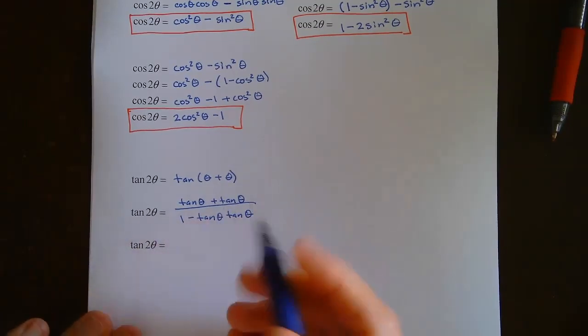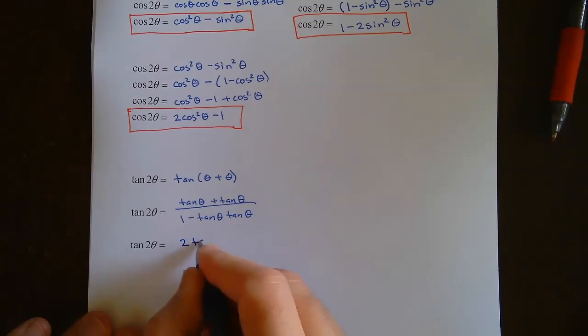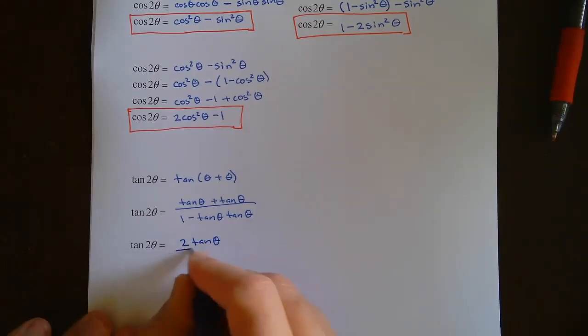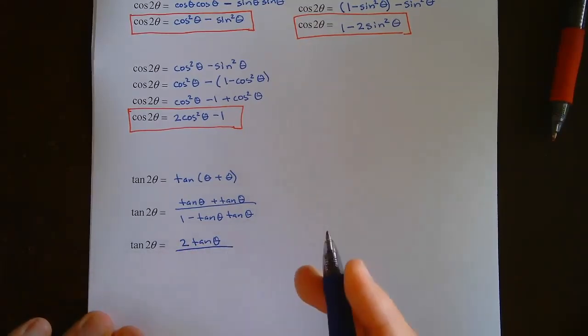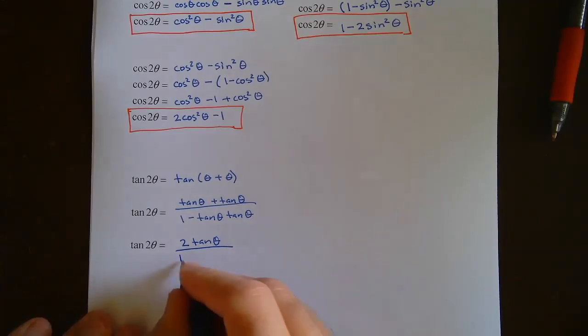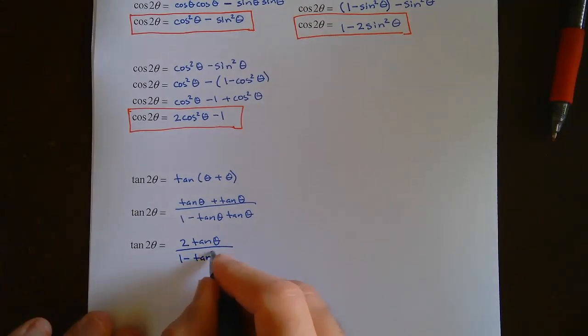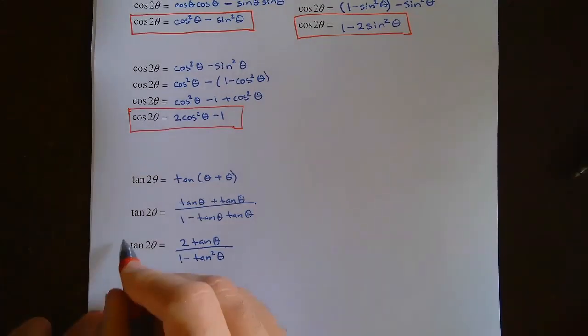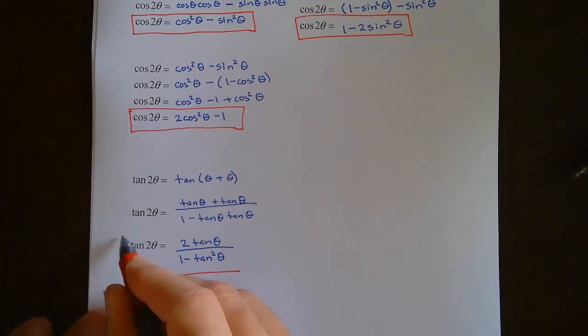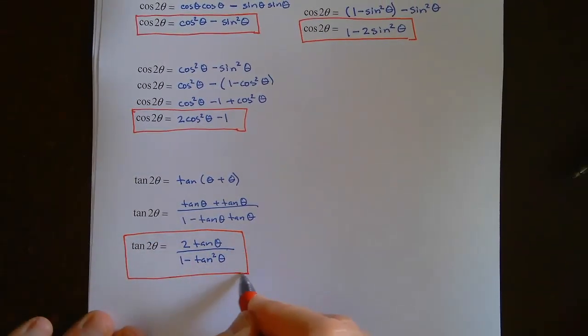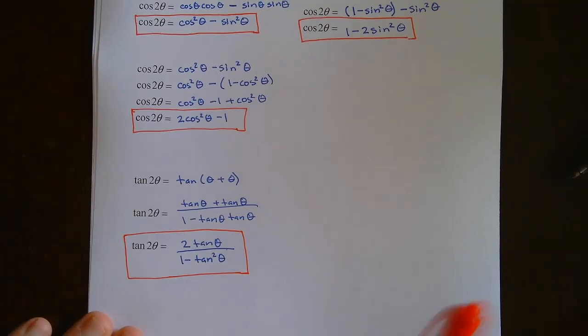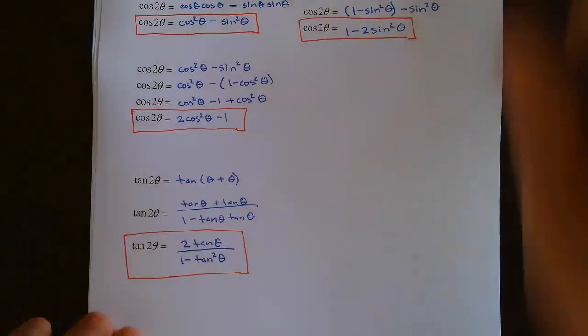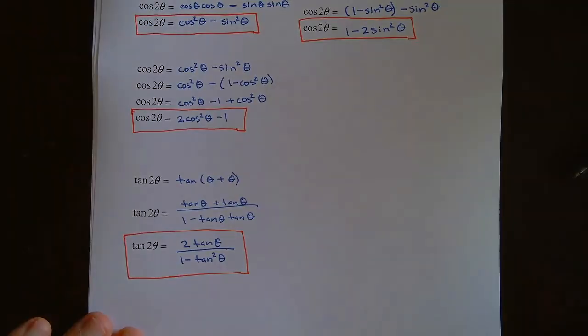Well, tan theta plus tan theta is 2 tan theta over, and tan theta times tan theta is tan squared theta. So this is 1 minus tan squared theta. So whenever you see tan 2 theta, you could replace it with 2 tan theta over 1 minus tan squared theta. All right, and that is another identity. And those are all the identities we're going to use today. So that's it. Let's go and start doing some problems.